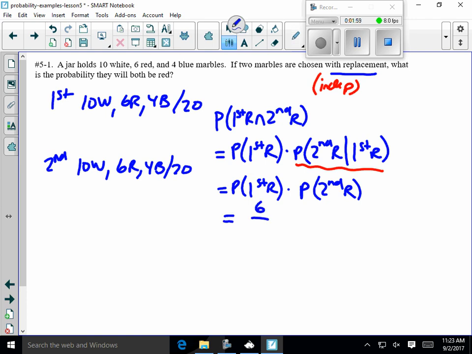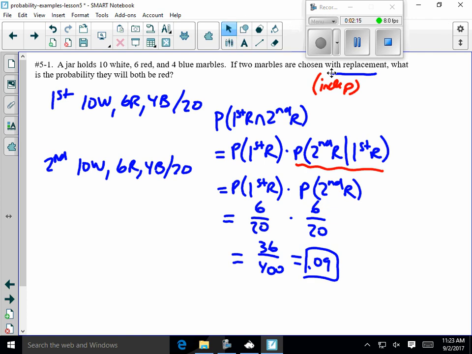It would be 6 of the balls out of the 20 are red the first time, and also 6 out of 20 are red the second time, and we multiply for "and", so that would be 36 out of 400, or a probability of 0.09. Okay, so that's how we would do that if we had replacement.